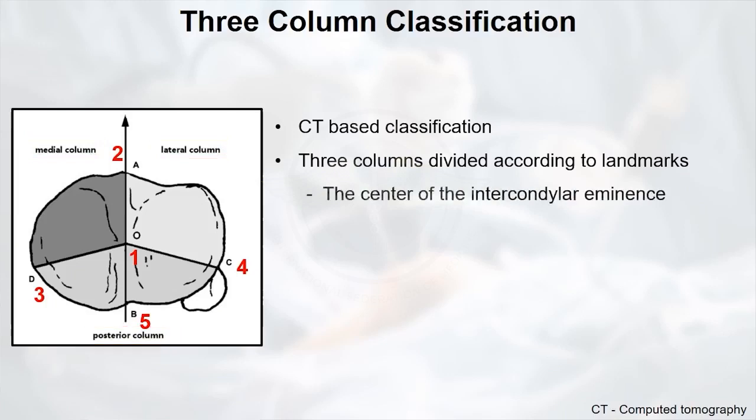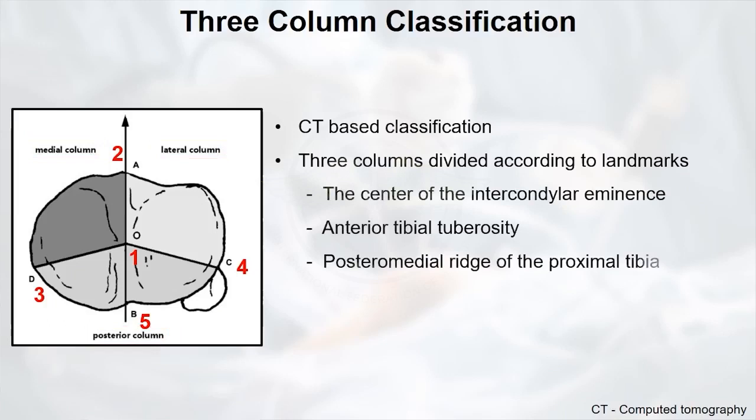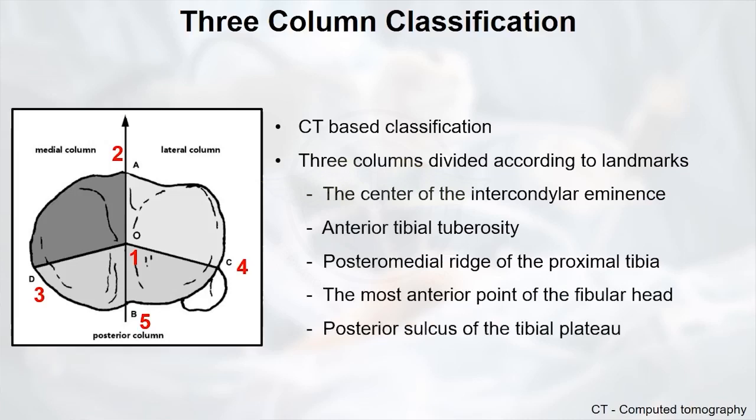Point 1 is the center of the intercondylar eminence. Point 2 is the anterior tibial tuberosity. Third is the posteromedial ridge of the proximal tibia. Fourth is the most anterior part of the fibular head. And fifth is the posterior sulcus of the tibial plateau. We join all these 5 points together, and we get the medial column, lateral column, and the posterior column. So this way, we can very well plan where the fracture is, where the fragment is displaced, and we can manage things.